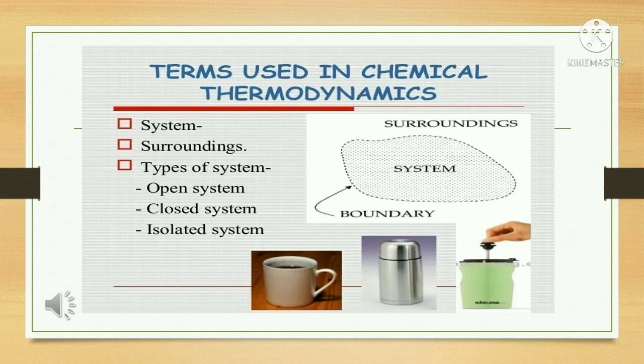There are two main terms used in thermodynamics. First one is system and second one is surrounding. As shown in the figure, a system is surrounded with surrounding, and a system is also divided into three more parts. First one is open system, second one is closed system, and third one is an isolated system.